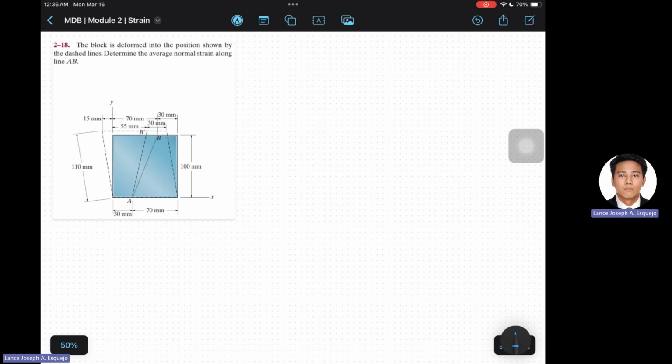The problem states, the block is deformed into the position shown by the dashed lines. Determine the average normal strain along line AB. So first, recall natin yung normal strain, designated by the notation epsilon. That's also equal to the change in length divided by the original length.